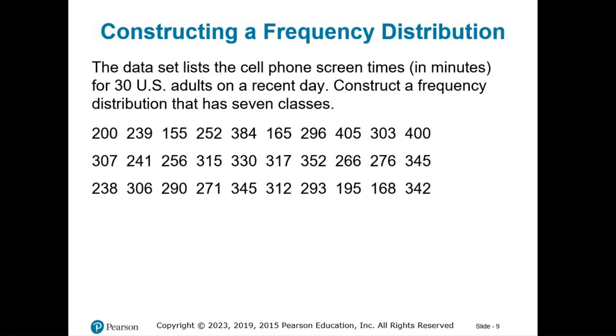The dataset lists the phone screen times in minutes for 30 U.S. adults on a recent day. Construct a frequency distribution that has 7 classes. Well, our first step is to decide how many classes, and that was given to us, so 7 classes.